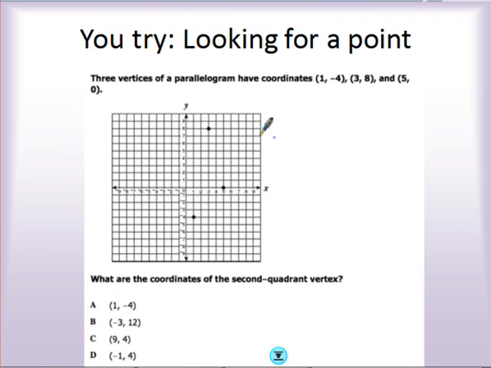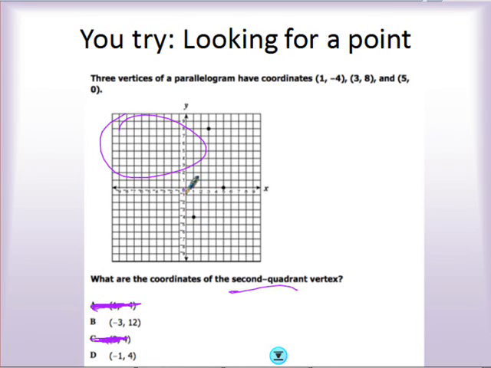So now we're going to try one. 3 vertices of a parallelogram have coordinates 1, -4, 3, 8, and 5, 0. Okay, so these are the points that we're given. What are the coordinates of the second quadrant vertex? Okay, that's a huge hint right there. Second quadrant vertex instantly lets me know that a couple of these answers are not correct. Okay, I instantly know, this is the second quadrant right here. Well, 1, -4 isn't in that quadrant, so it can't be A, and it can't be C. That's in quadrant 1. So I'm already down to just B and D.